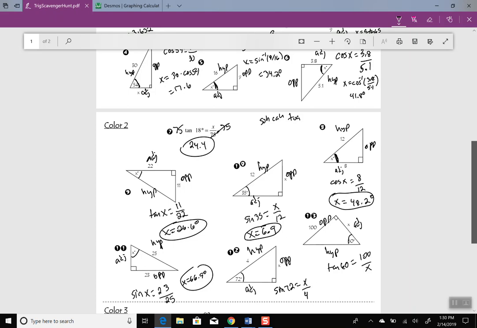Number 12, I need to multiply by 4 on both sides, so 4 times the sine of 72 gets me 3.8.